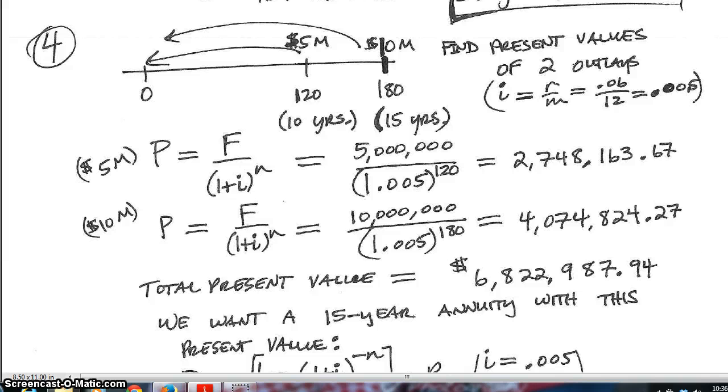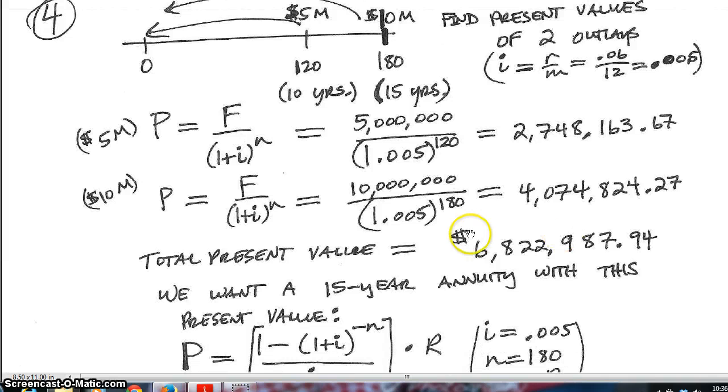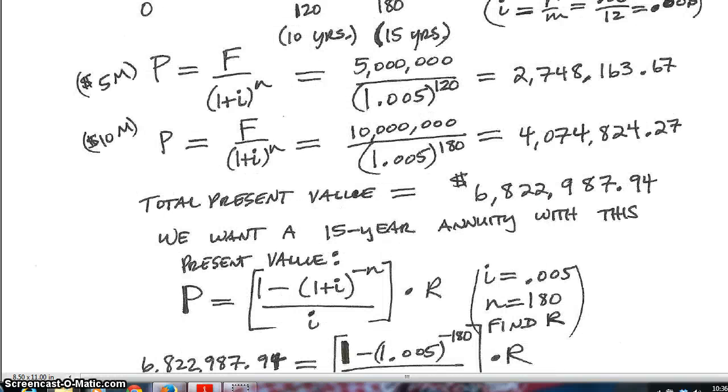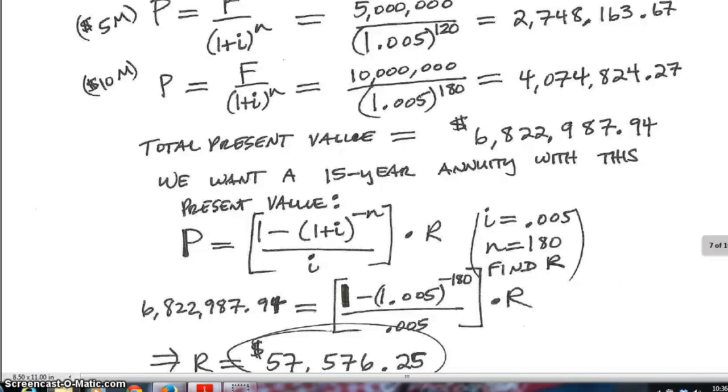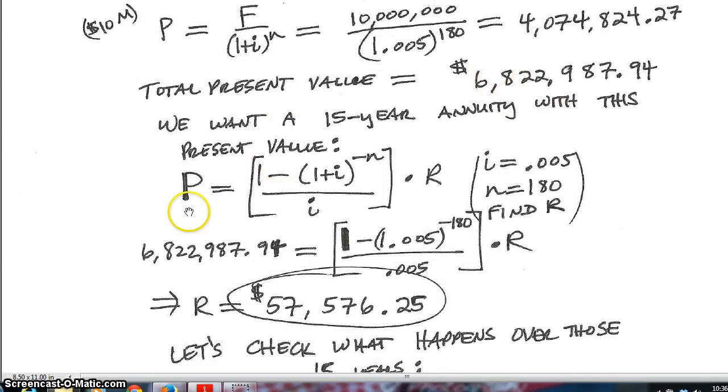So you add those up, that means the total present value of each of those future financial obligations is about 6.8 million. So what the district has to do is figure out a 15-year annuity that has this present value. So the present value is going to be the 6.8 million.